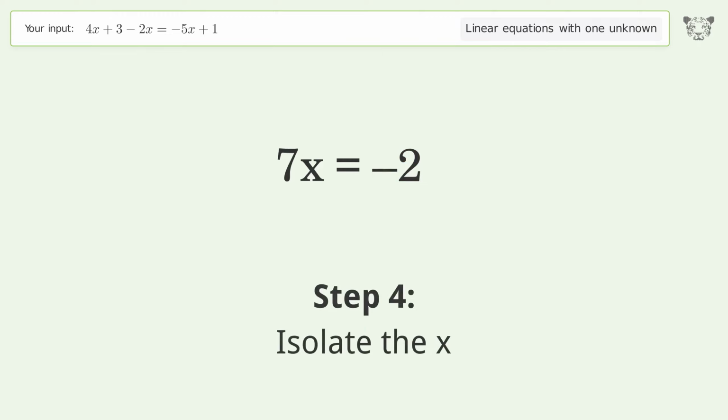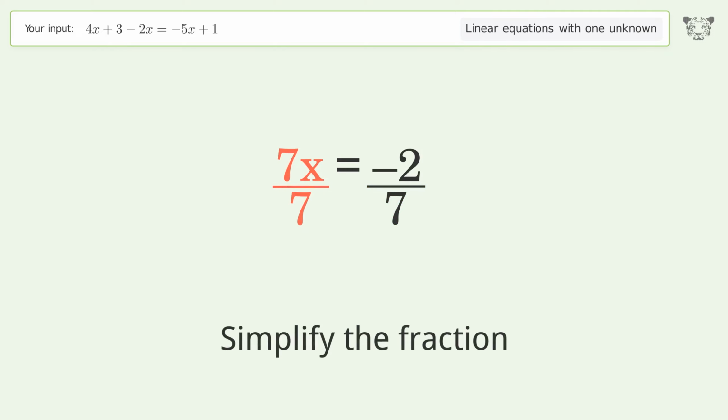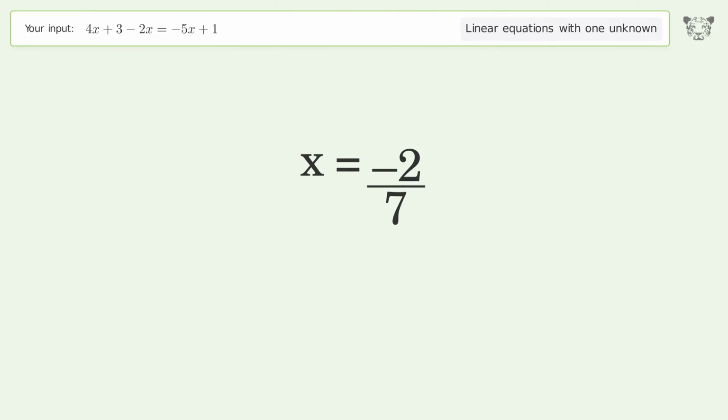Isolate the x. Divide both sides by 7. Simplify the fraction. And so the final result is x equals -2/7.